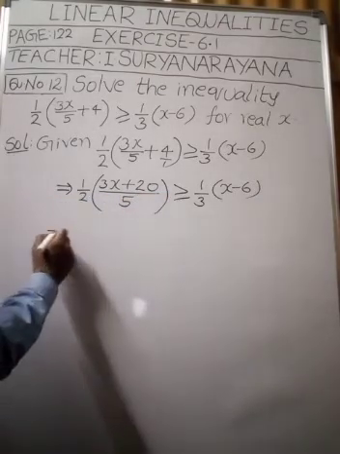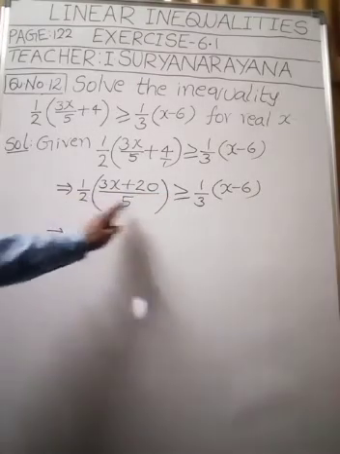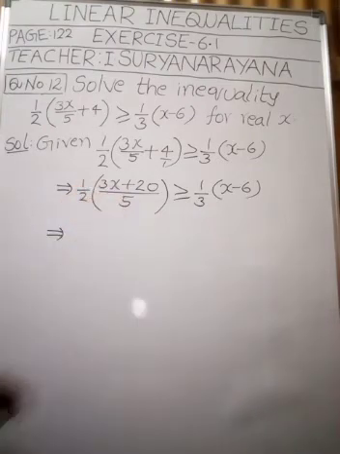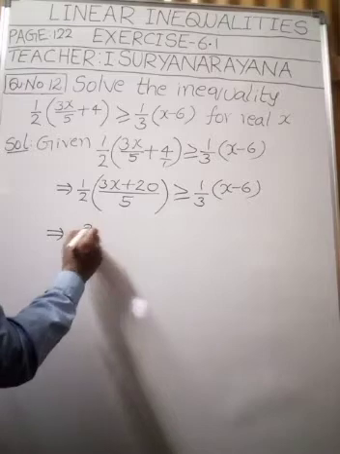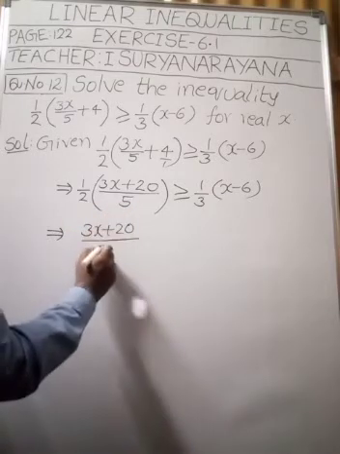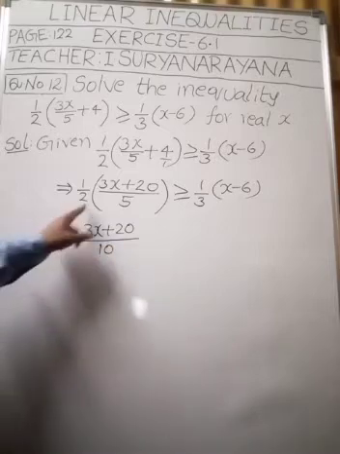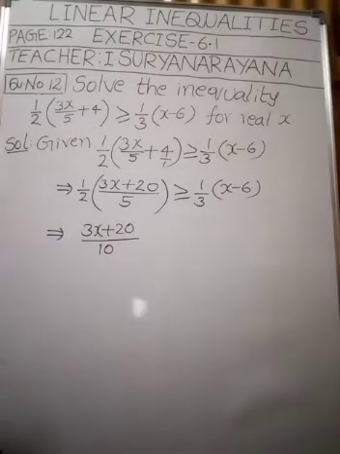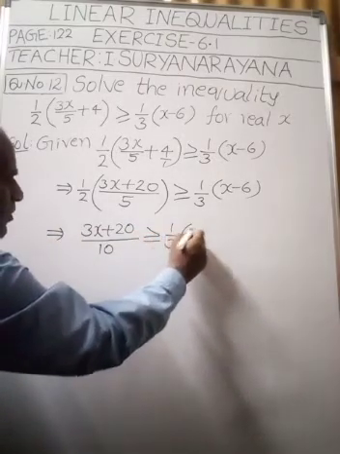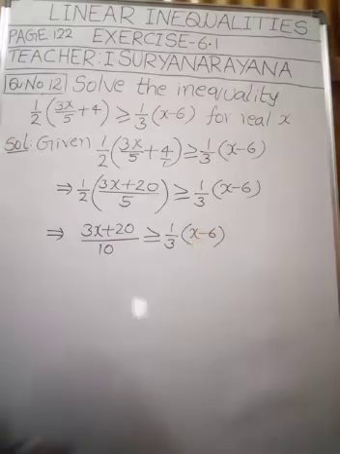Right. This implies, now let us simplify these two numbers. So 1 into 3x plus 20, what will you get? 3x plus 20 by, what will you get in the denominator? 10. 2 into 5, 2 fives are 10. Understood this LHS, my dear children? Right. Is greater than or equal to 1 by 3 of x minus 6.